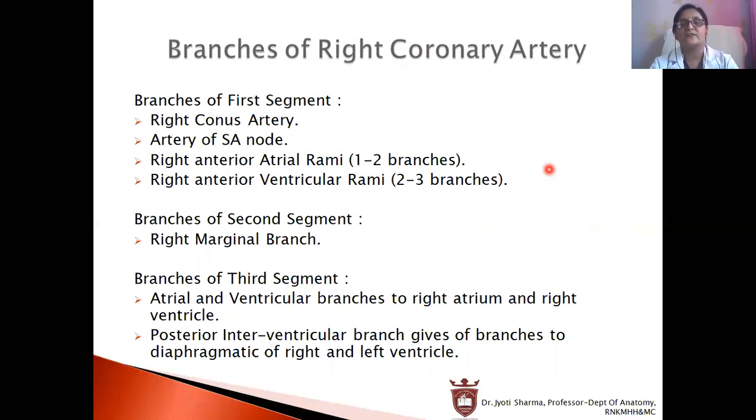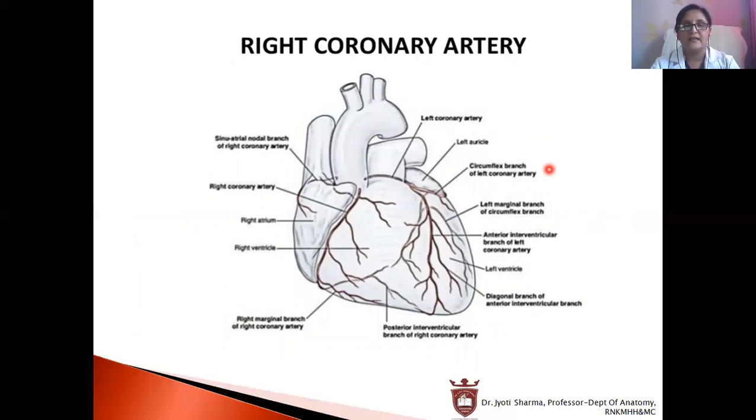Now we see the branches of right coronary artery. Branches of first segment: the right conus artery, artery to SA node, anterior atrial rami, that is right-sided, and anterior ventricular rami, that is also right-sided. Branches of second segment: right marginal branch. The branches of third segment are the atrial and ventricular branches of right atrium and right ventricle, and posterior interventricular branch gives off branches to diaphragmatic surface of right and left ventricle. Now we see in the diagram the branches of right coronary artery.